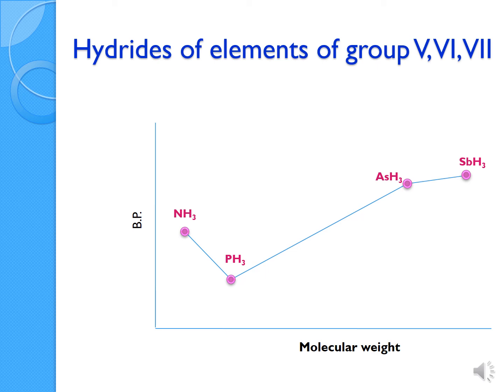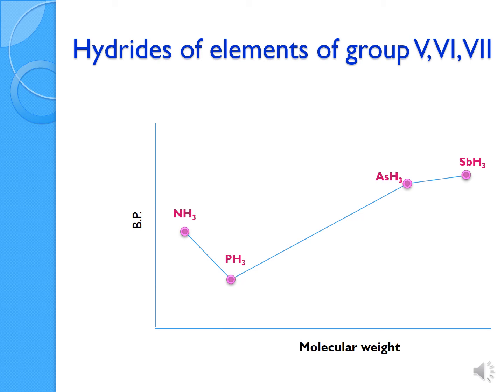So these are the hydrides of group 5 elements, and you can see as the molecular weight decreases, that means as we move from right to left, the boiling point of these molecules is decreasing. But you can see there is a sudden increase in the case of ammonia. That is, as we move from antimony hydride, arsenic hydride and phosphorus hydride, the boiling point decreases.